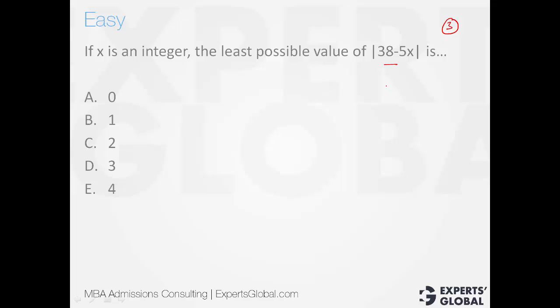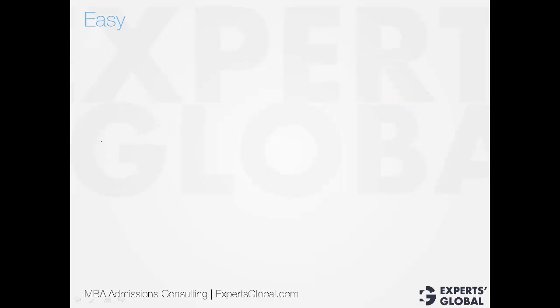The answer is 38 minus 5 into 8 will give you -2. Mod of -2 would give you 2. The right answer choice here is option C, 2.